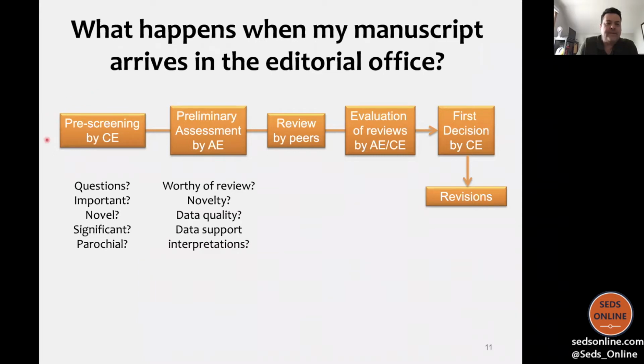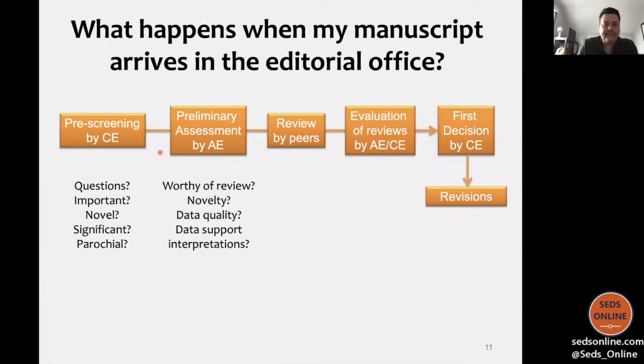Sometimes this process is more rigorous in some journals than others, but when a paper comes across my desk, I read it, and there are certain questions I ask. Is the research important? Is it novel, significant? Is it too local in scope? What's the general or generic scientific significance of that paper? And then if it passes those questions, we forward it to an associate editor who then handles the review process.